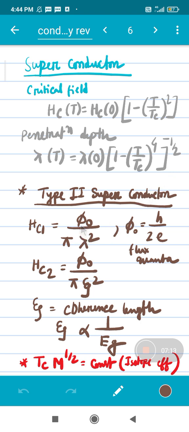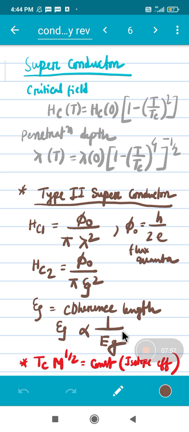Next, for type 2 superconductors, you all know that there are two types of superconductors, type 1 and type 2. So how will the critical field formula be for it? It will be phi naught by pi lambda square, where phi naught is the flux quantum, which is given by h by 2e. e is the electron's charge. Okay, and HC2 will be given by phi naught by pi xi square, where xi is the coherence length. And this coherence length is inversely proportional to the band gap.